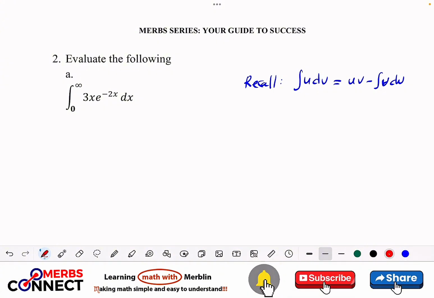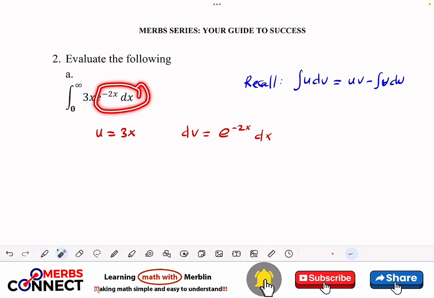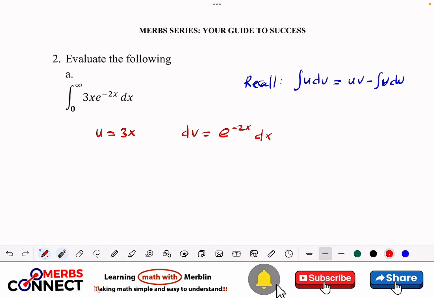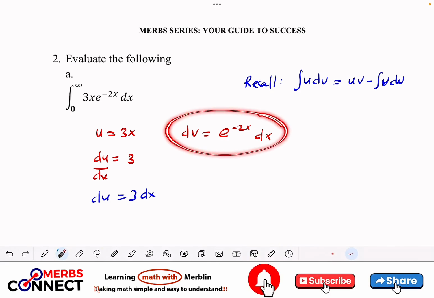So here my u should be equal to the polynomial function, which is 3x, and my dv will be equal to e to the power minus 2x dx. So my dv is always the exponential function with dx, and then everything left is for u. So looking at the right hand side, we need du, right? So we need to differentiate this with respect to x, and we get 3, meaning that du will be equal to 3 dx. Then looking at this one too, we need v.